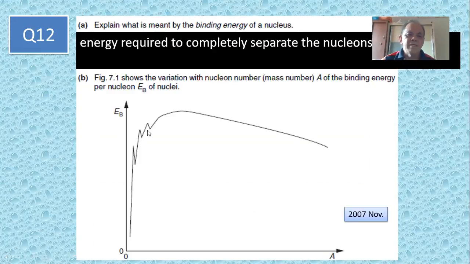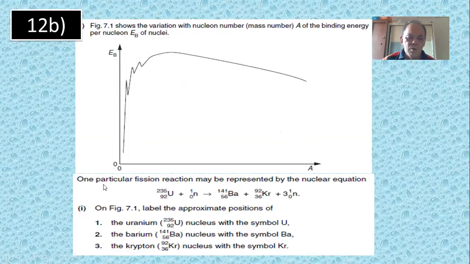The figure shows the variation with nucleon number A of the binding energy per nucleon of the nuclei. EB is the binding energy per nucleon. For this particular reaction, label the approximate position of uranium, barium, and krypton, roughly that.